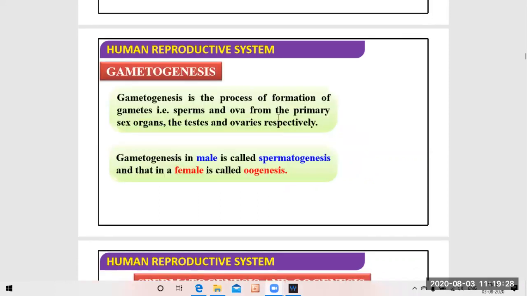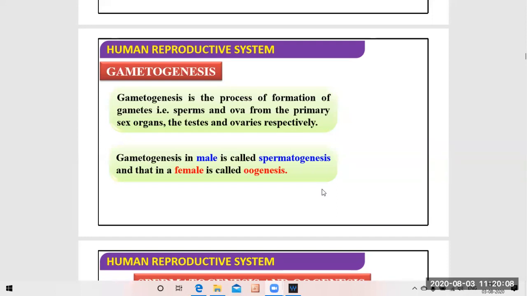Then gametogenesis clearly shows the formation of the gametes, the male and female gametes, sperms and ova, from the primary sex organs in the male and in the female. In the male, the location is the testis, and in the female, the location is the ovary. Both male and female form their own gametes. Gametogenesis in the male is called spermatogenesis. Where does spermatogenesis happen? It is carried out only in the male, with the formation of the sperms.